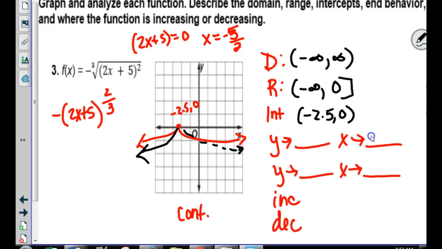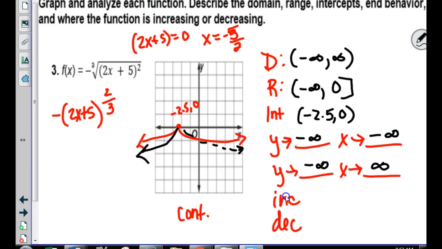As I go left, so that would be x is negative infinity. As I go off to the left, this is doing what? Yeah, the y values are getting more and more negative. As I go to the right, the y values are getting more and more negative. So both ends are going down slower than we are used to, but they're going down.